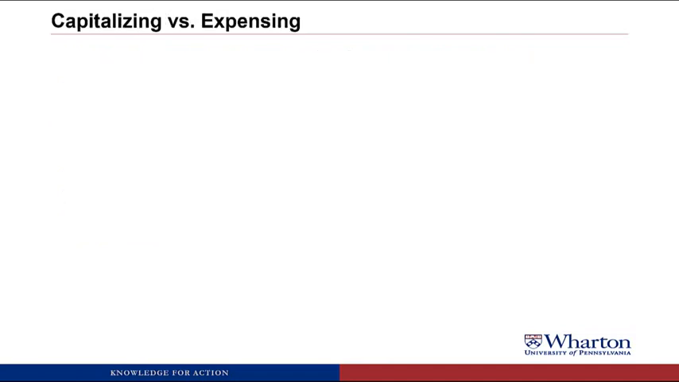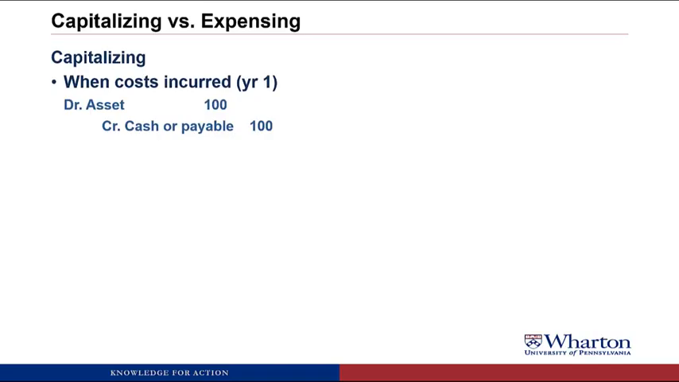Before we dive into these issues, I want to talk a little bit about the difference between capitalizing a cost and expensing a cost, which is something that's going to come up a lot this week. So when we talk about capitalizing a cost, what it means is that when we incur costs, so we have a credit to cash or a credit to some kind of payable, we debit an asset. So capitalizing means we create an asset for the cost that we just incurred.